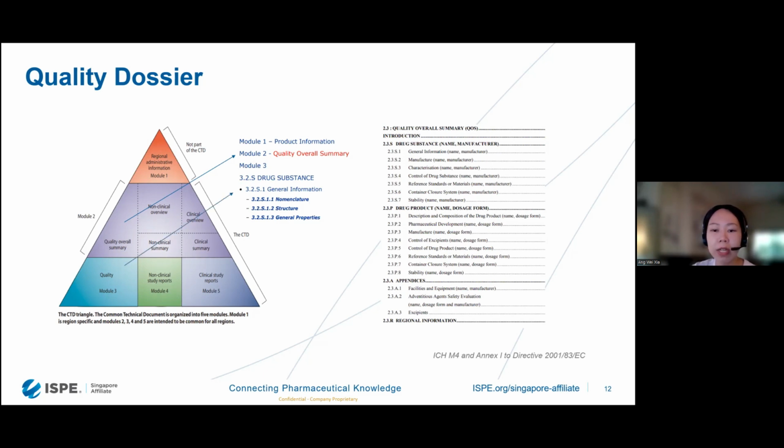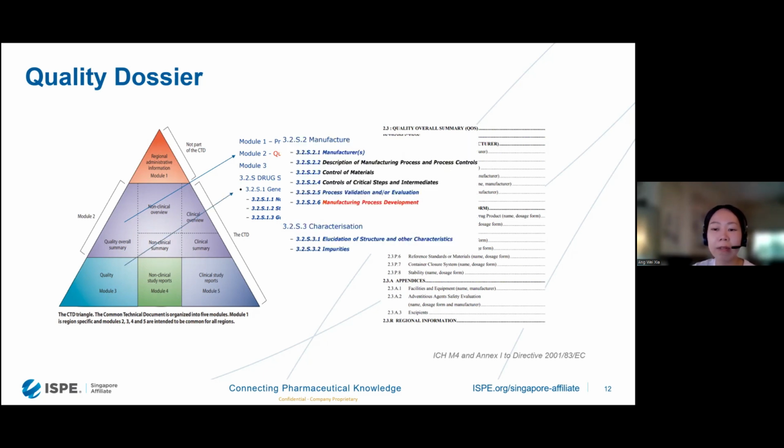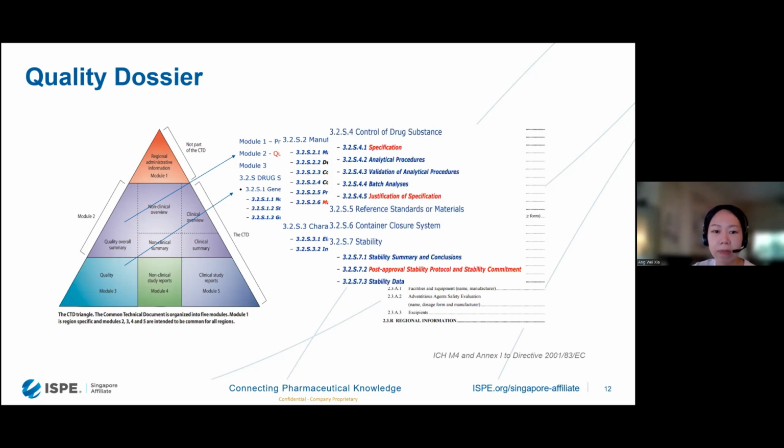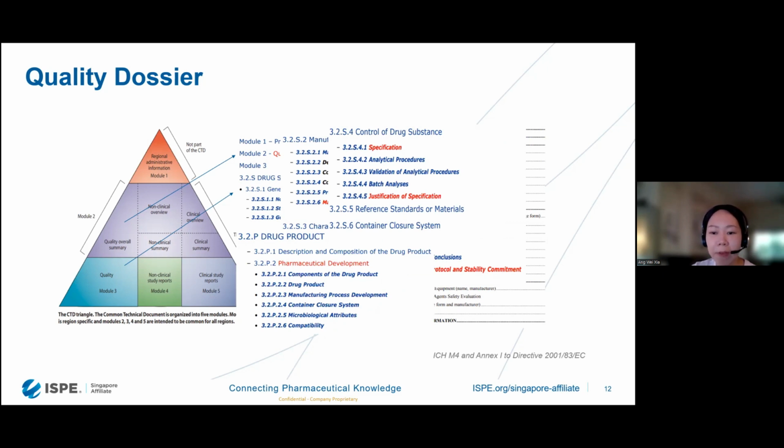Module 3 contains details of the manufacturing process and quality control strategy. The subsequent images are sections that applicants should include in Module 3. The bulk of the content will be on 3.2.S, which contains information on the drug substance, and 3.2.P, which contains information on the drug product. The content of this section should include relevant information described in existing ICH guidelines.